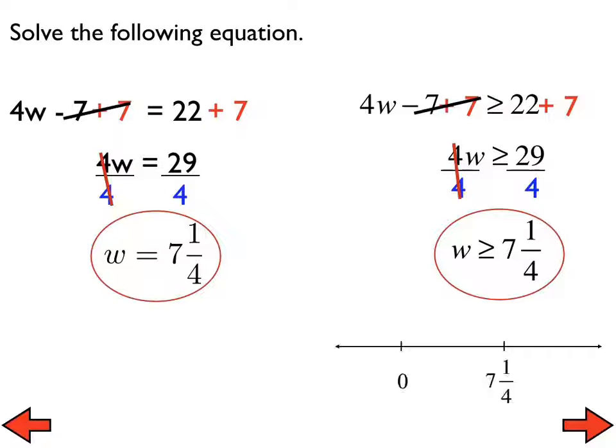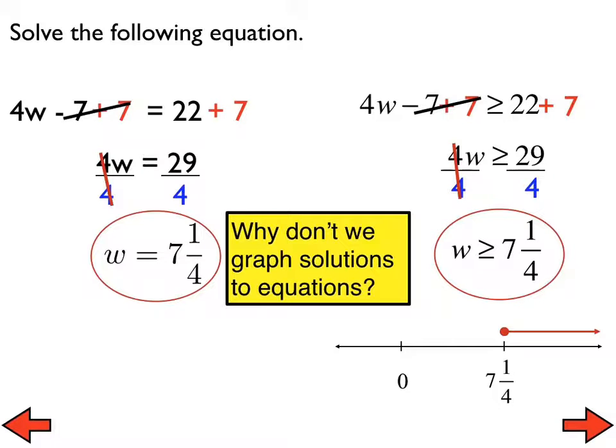Okay? And we always graph our inequality solutions to show that there isn't just one answer, there's that answer and everything to the right of it in this case. Why don't we graph solutions to equations? Because if you did, it's just a dot on a line. It's nothing really interesting. We don't have to graph it because there's only one answer. It's already clear with your solution.